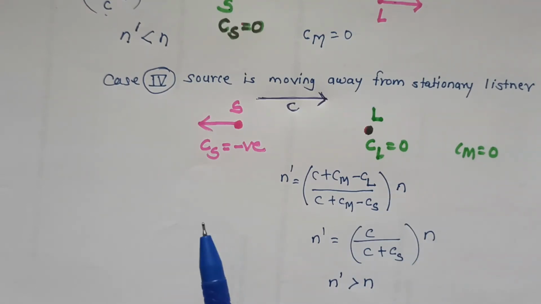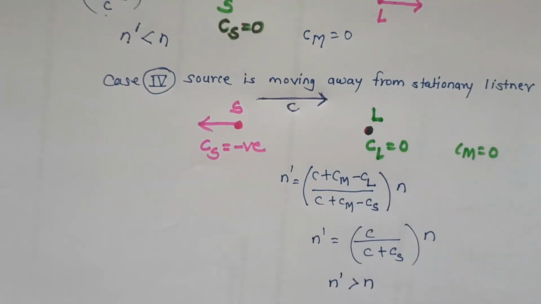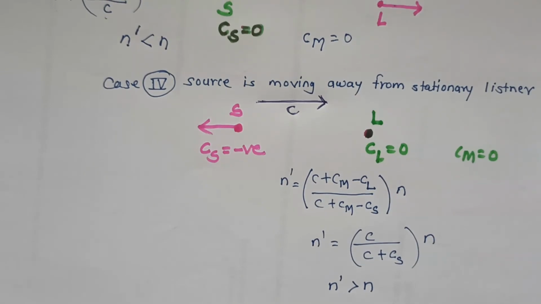When the source is moving away from the stationary listener, then the frequency of sound decreases. That is, n dash is less than n.